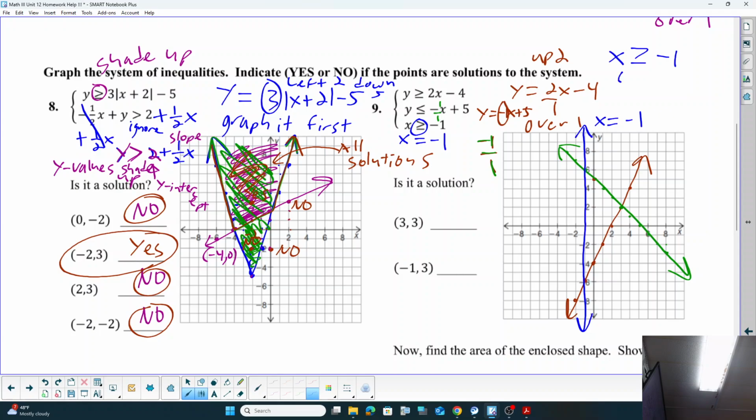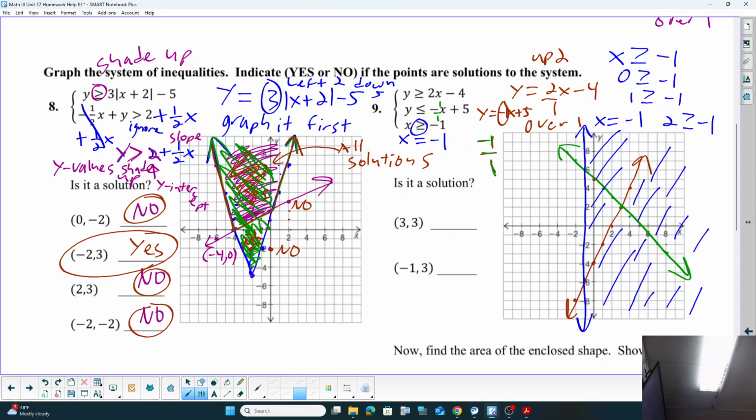So x is greater than or equal to -1: 0 is greater than -1, 1 is greater than -1, 2 is greater than -1, and -1 is equal to -1. So that means shade gently to the right. Okay, let's do some more shading.